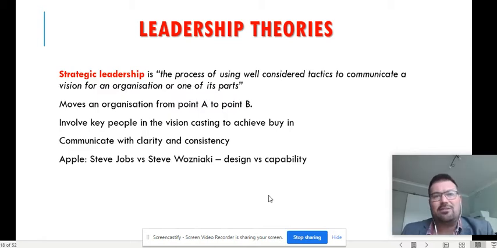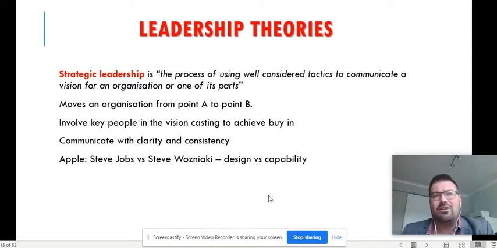So everyone needs to be involved in this. Production needs to be involved. Finance has to be involved. Research has to be involved because we all need to be moving together to wherever that point B is. Then we need to communicate with clarity and consistency. So it constantly needs to be communicated throughout the organization, so everyone is moving in one direction with alignment.